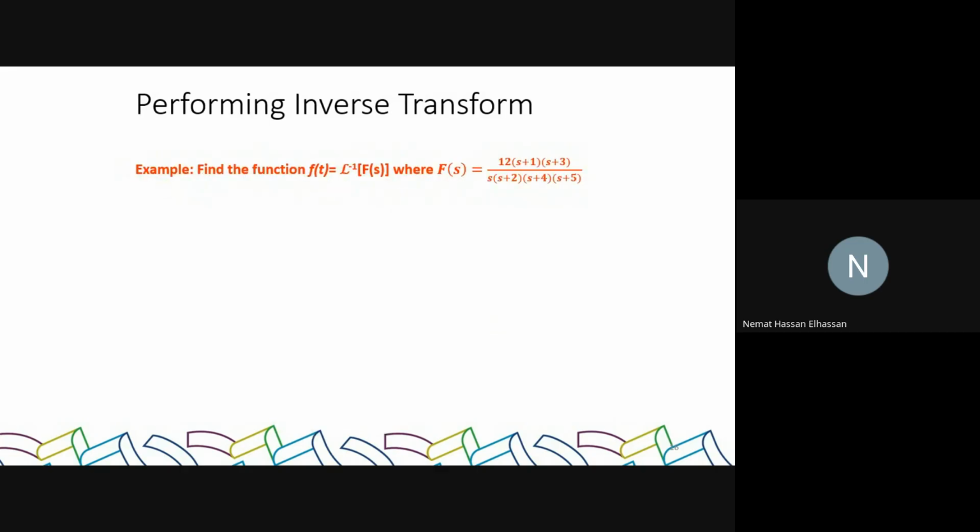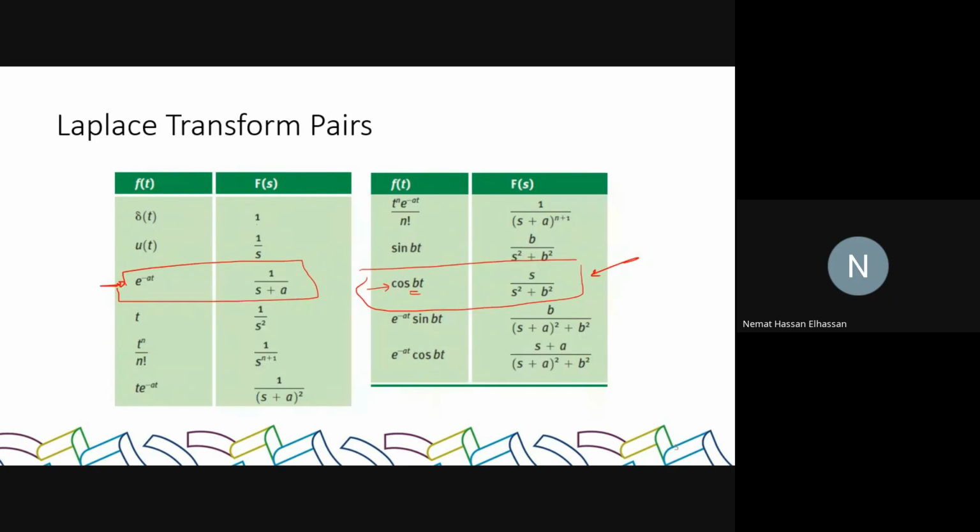So let's take an example. Learning by example is better. Let's say that I have this function, which is my F of s, and I need to find the value of F of t corresponding to it. What would it be? If you look at the table, let me quickly run through the table. We don't have anything that matches that, right? Nothing. But I do have this, and I do have this, and I do have this, right?